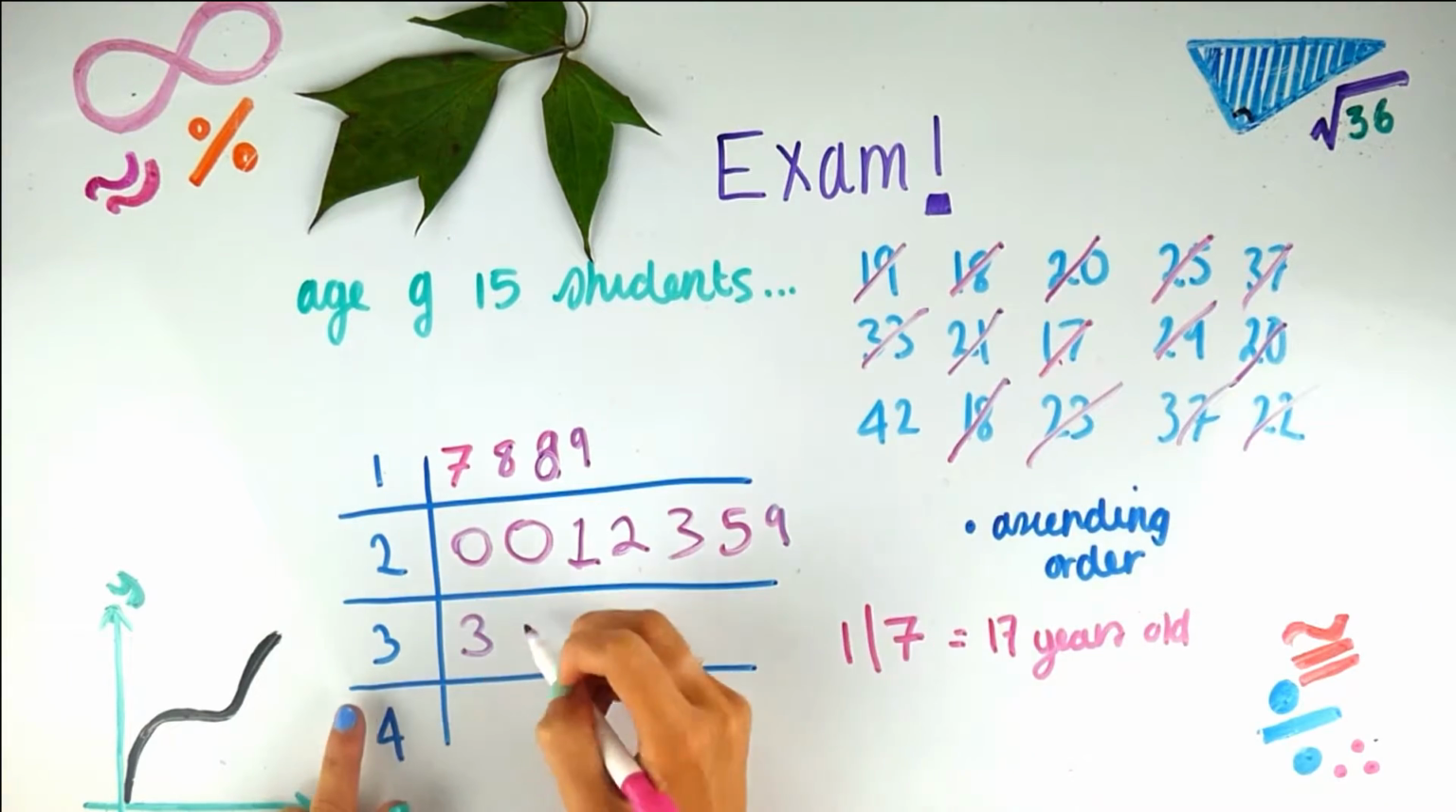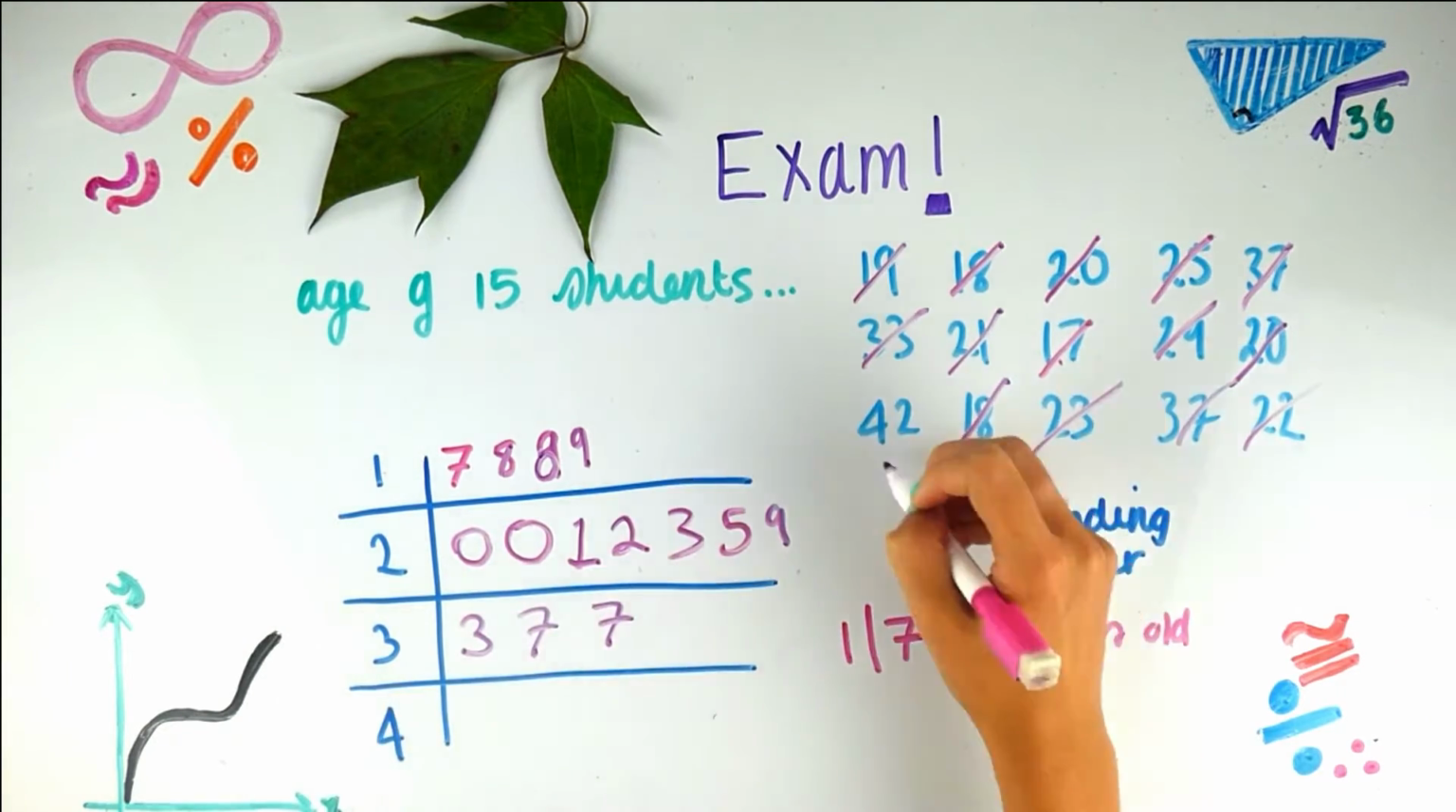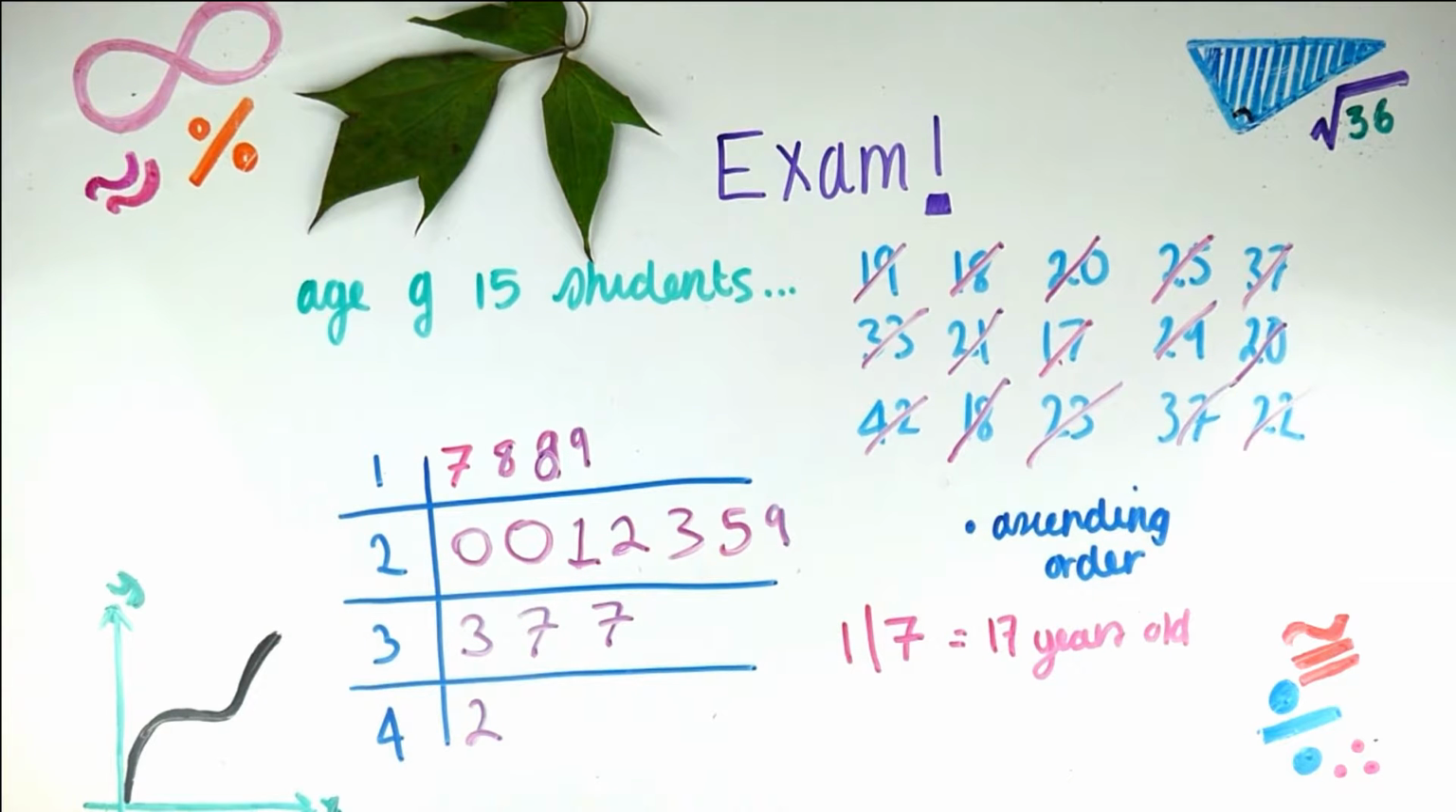37 and 37, 37, 37, and then we go on to 40, 42. So that's now into ascending order, and that's how it works. So make sure you tick them off as you go, otherwise it's super confusing.